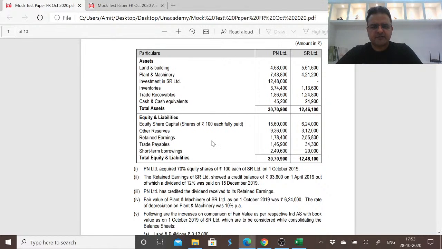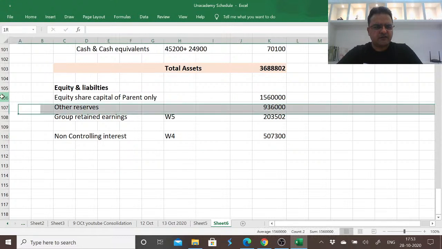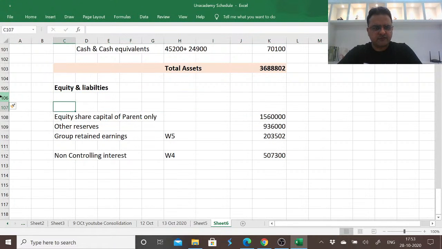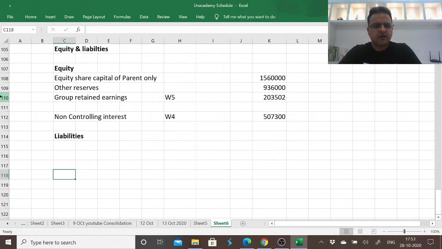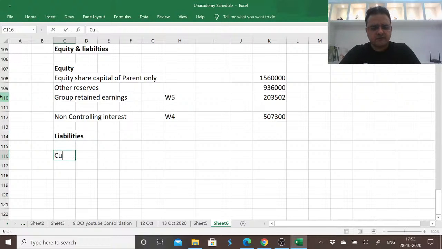Then there are trade payables. Among equity and liabilities, this is the equity portion. Among liabilities, there are no non-current liabilities, only current liabilities. Among the current liabilities, it is trade payables.